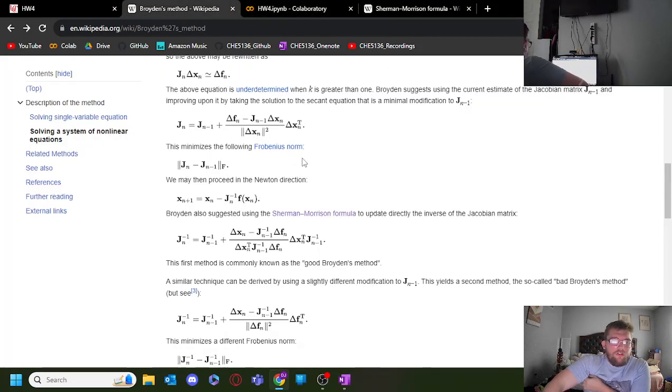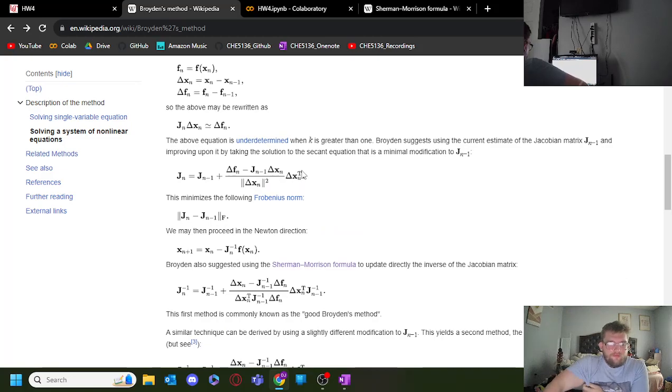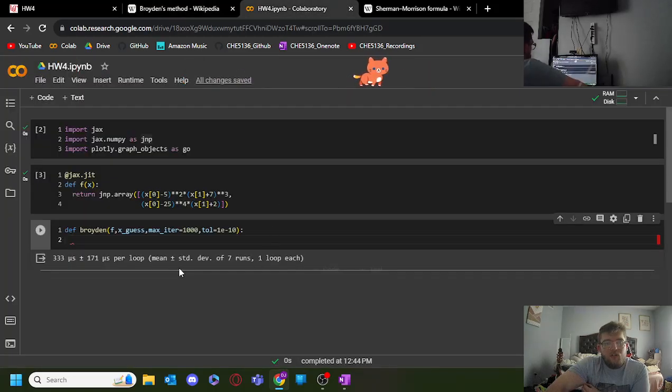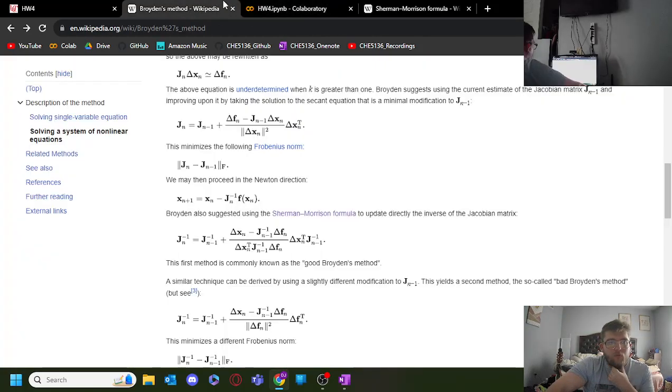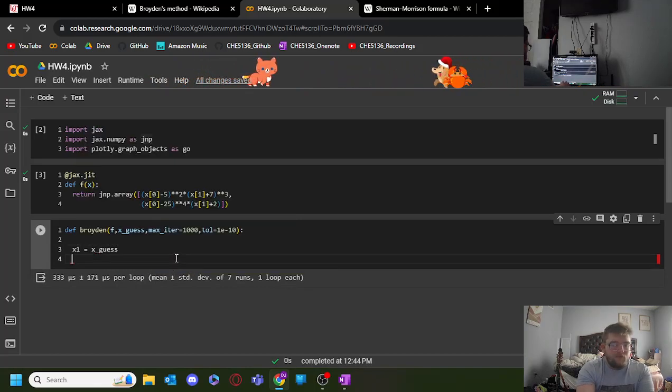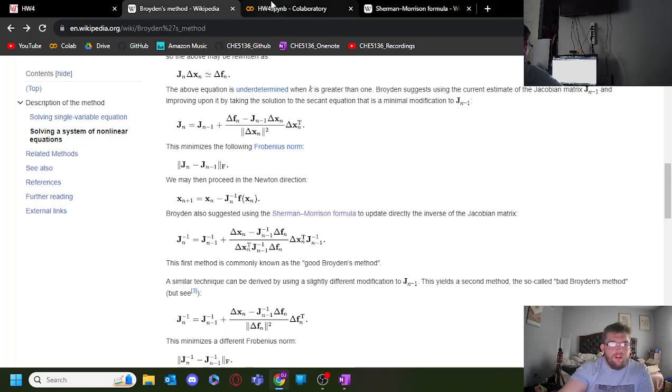Alright, so now let's go back to Broyden's. What you want to do is use this function here, where we want to update our x values till we get our root. So what we need is an initial inverse, an initial f, and an initial x. Now initial x is going to come from x guess. Come back here.